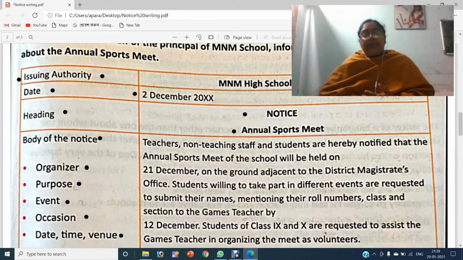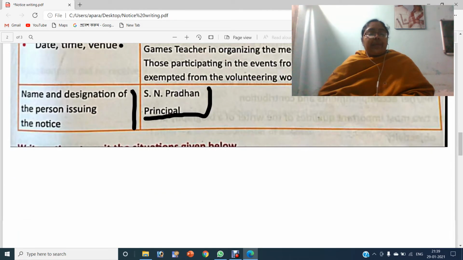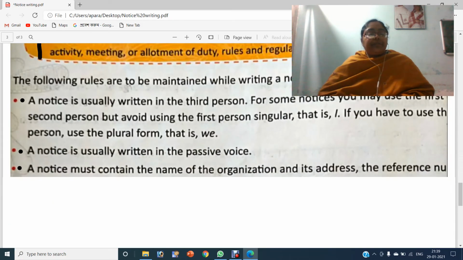Yes, see here, the name of the organization which is given here is MNM High School and the address given is Kathmandu. So this is a must in case of writing down a notice. Okay. Now the second part. What do we need?